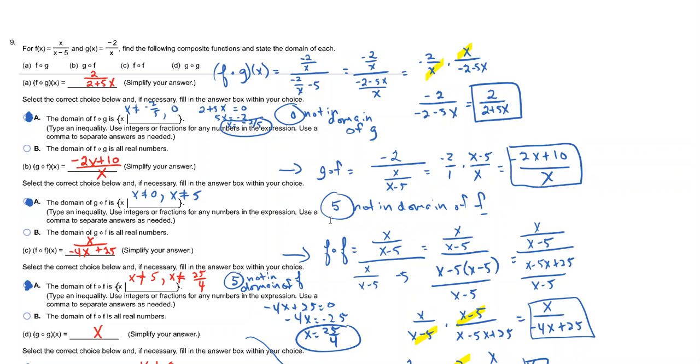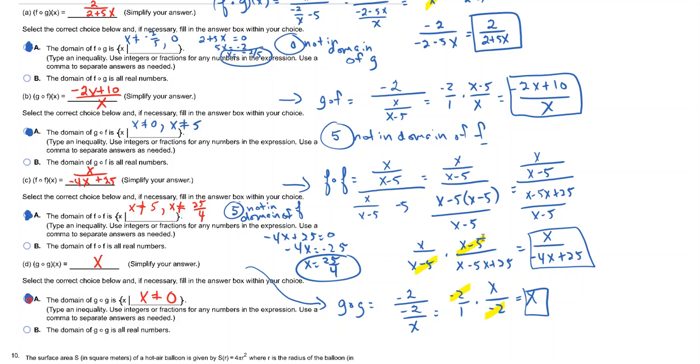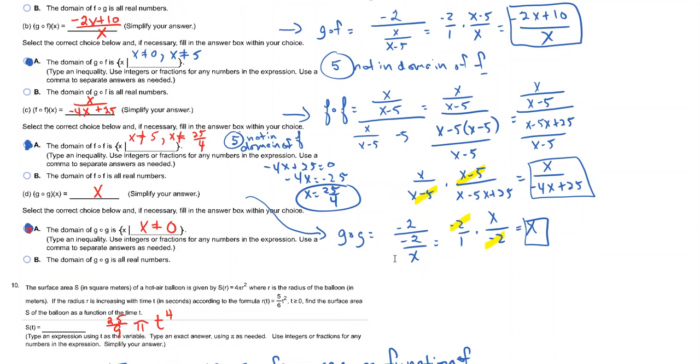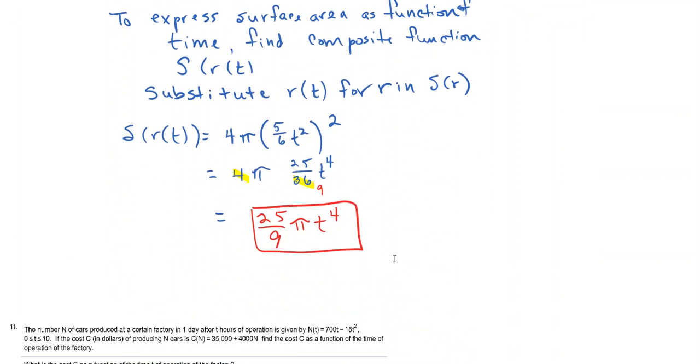In my f function, 5 is not in the domain of f. Since that's the one that's being put into the other one, I'll do that first. Then I have to think about the composite, and the x can't be 0. So I have those two things that are restricted from the domain of the composite. So I think you can see all the work is done over here, and you can follow along on that. Let's look at number 10.